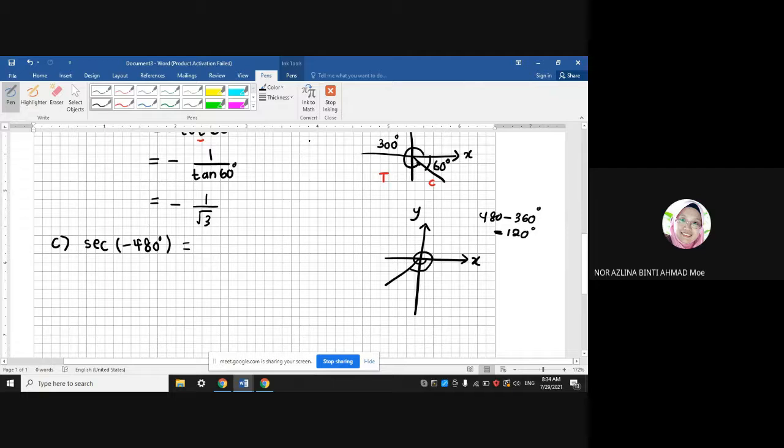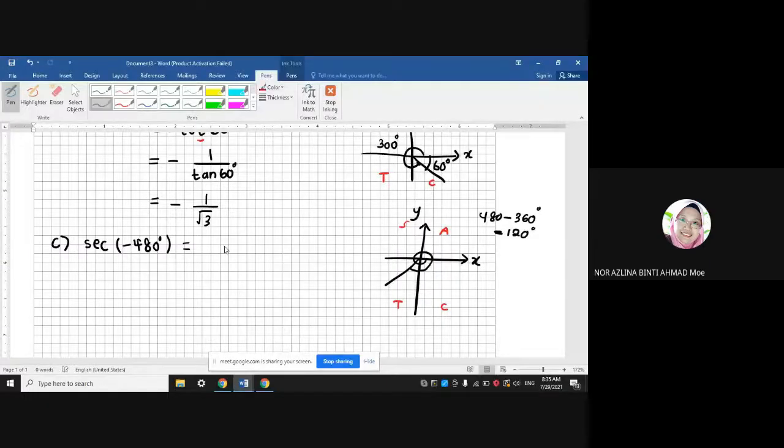Okay, last one. C, second negative 480. Negative angle lah ni. Tentukan kedudukan dia. Ini X, ini Y. Negative angle ni maknanya clockwise rotation. Kalau sampai sini 360, dia nak 480 kan? Tolak dengan 360. So ini adalah 120 lagi tak cukup. So 120. Ini 90. Sampai sini. So balance 120. So dia pada kuadran yang ketiga.